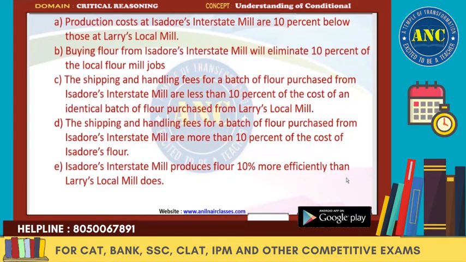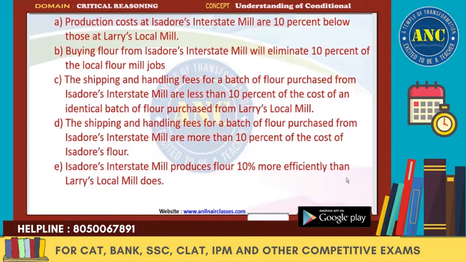The first one says production costs at Isadore's interstate mill are 10% lower than those at Larry's local mill. So the lower production costs could explain the lower price of the flour from Isadore's interstate mill, but there may be a variety of other reasons. Hence, we cannot state this conclusively. Option B. Buying flour from Isadore's interstate mill will eliminate 10% of the local flour mill jobs. It is possible that the number of local flour mill jobs would be decreased, but no evidence in the passage leads to that conclusion.